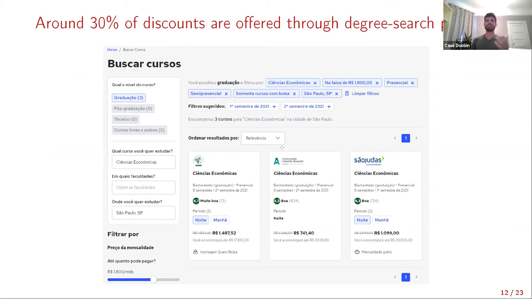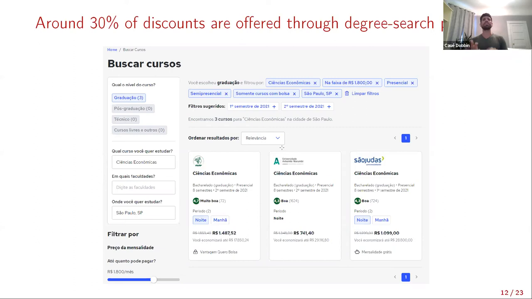And they basically work kind of like Expedia. If I'm a university, no, it's exactly like Expedia. If I'm a university and I want to offer a discount, I go to the platform, I post my discounts, and then people that want to study can go there and search. Here, I just showed an example.